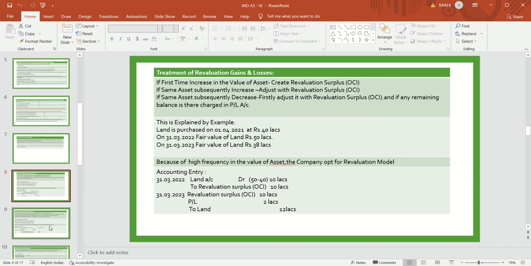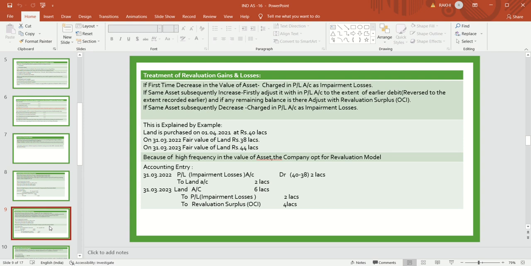Loss on revaluation. Now, the treatment of revaluation gain and loss, we will take another example also. In the previous case, the value of the asset increased the first time the company used the revaluation model, so we create a revaluation surplus. And if for the first time the value of the asset is decreased when the company opts for revaluation, then it will be charged to P&L as impairment loss.